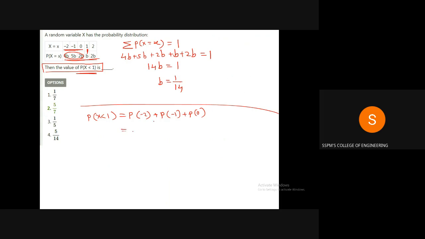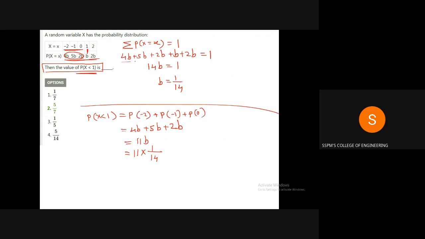So what is the probability of minus 2? It is 4b, plus for minus 1 it is 5b, plus for 0 it is 2b. So what is the addition? 4b plus 5b plus 2b is 11b. But we know the value of b, that is 1 divided by 14. So something is wrong here. 4b, 5b, 2b, this is correct. So 4b plus 5b plus 2b plus b plus 2b is equal to 1.